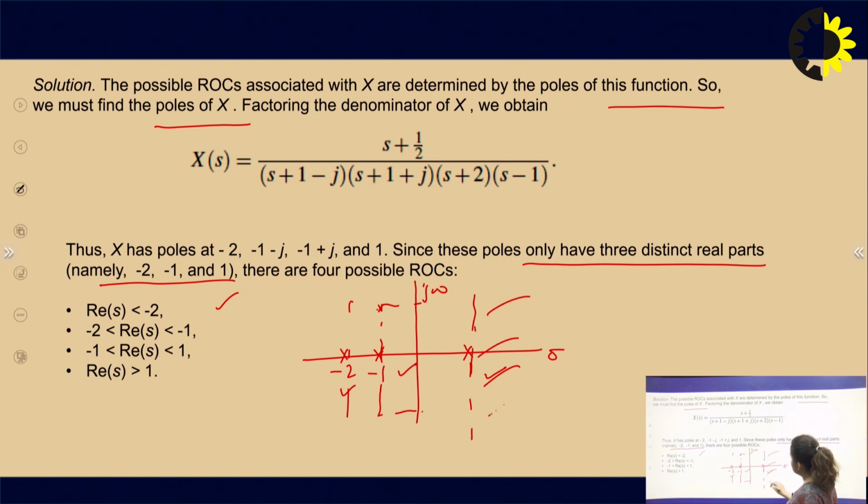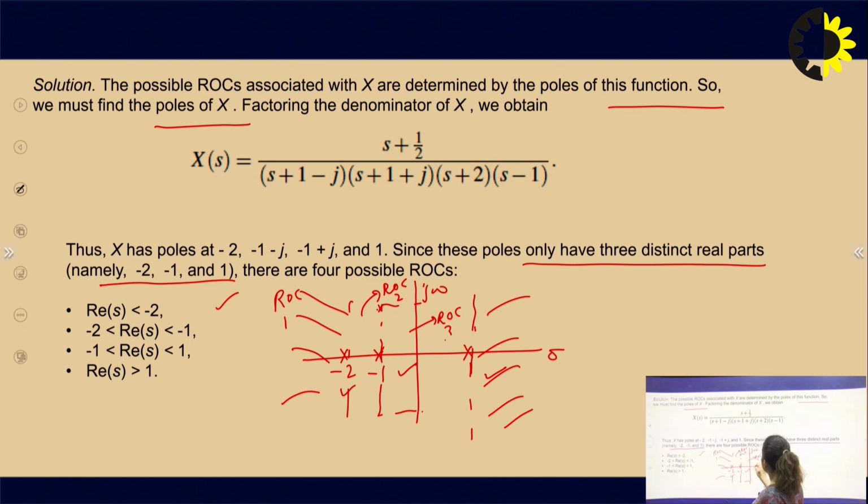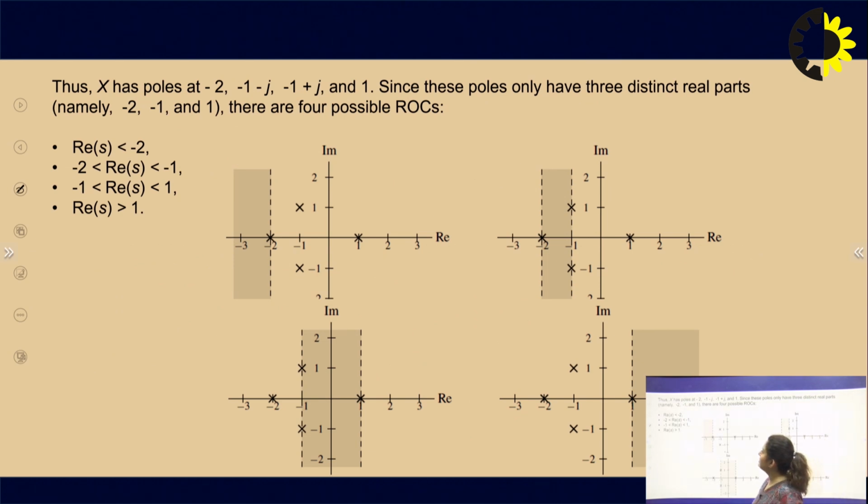So this part is ROC1, in between -2 and -1 is ROC2, in between -1 and 1 is ROC3, and greater than 1 is ROC4. So we have these possible ROCs for the given question. You can draw it like this, the real of s axis, with the poles at -2, -1 minus j, -1 plus j and 1. These poles have three distinct real parts, -2, -1 and 1. There are four possible ROCs which we discussed in the last slide.